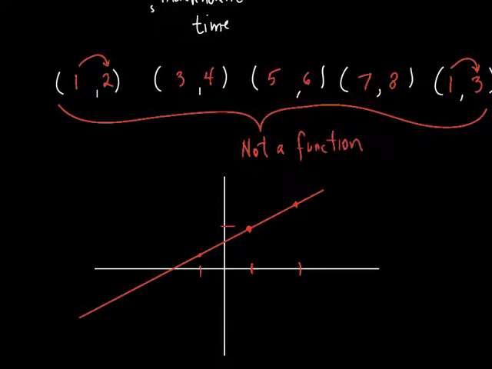Passing the vertical line. Oh, you're getting ahead of me now. You remember that from Algebra 2, right? Okay, so watch. So 1 goes to 2 and 1 goes to 3. So that's not a function.